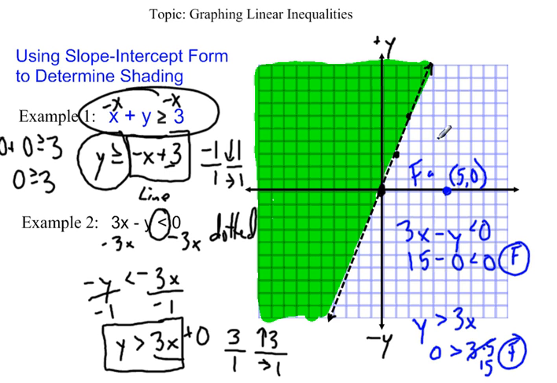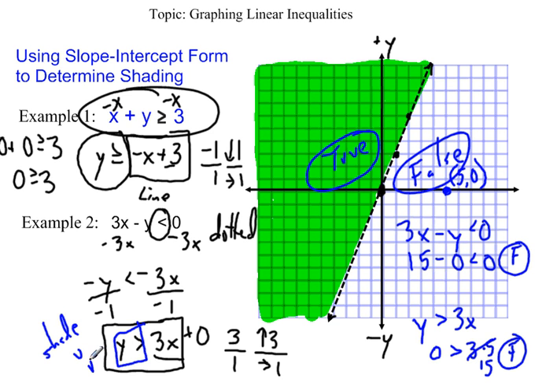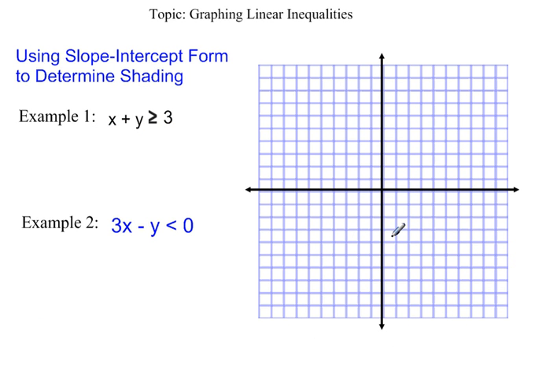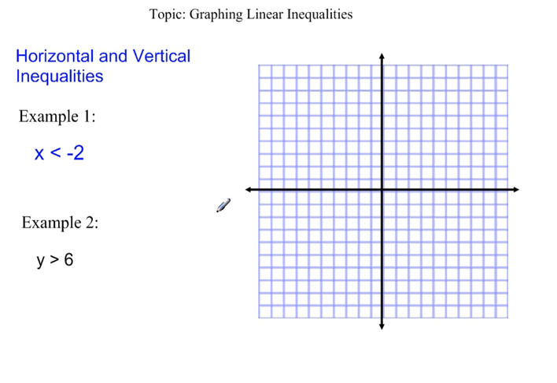So this is my false side, so you're going to shade the true side. So we did that correctly. You don't have to use 0, 0 as a test point. It's just easier to do typically based on the equation. That's how you use slope-intercept form to determine shading. Since this is y is greater than, you're going to shade up. And if it was y is less than, then you're looking at where y gets smaller. I think we have the same thing twice, so move on.